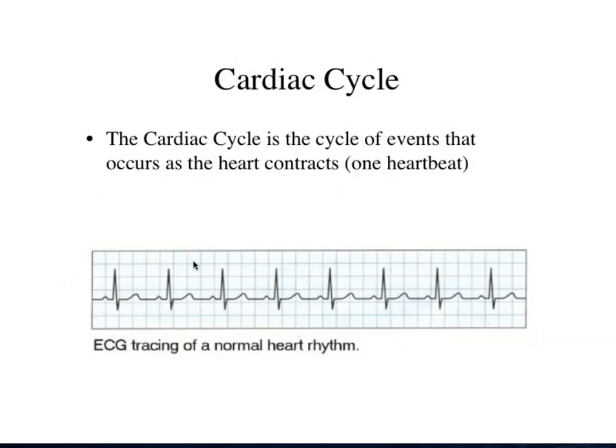Now there's something called the cardiac cycle. The cardiac cycle is the events that occur in the heart during one heart contraction, one heartbeat. Now here's an EKG. This is an electrical tracing of the heart, because this is all electricity that's triggering the heart to contract. So we're measuring the electricity.